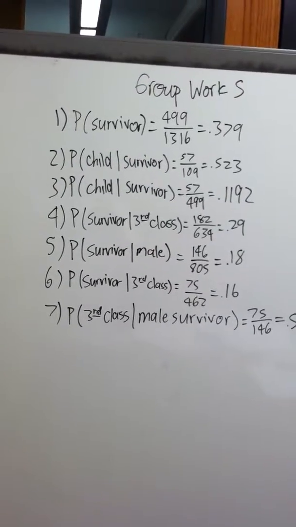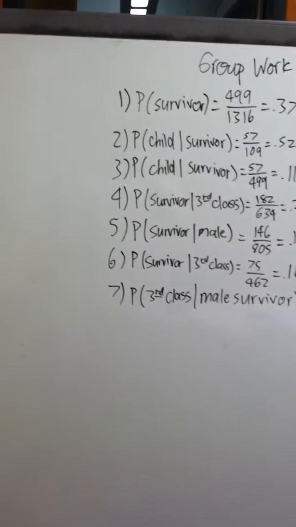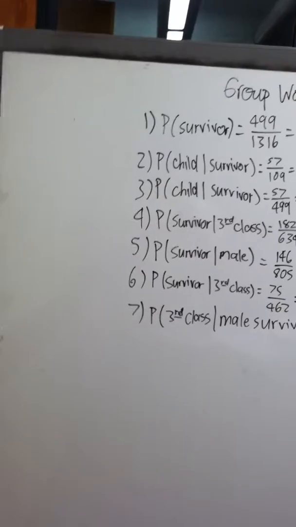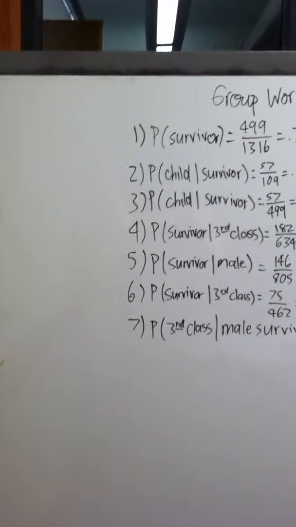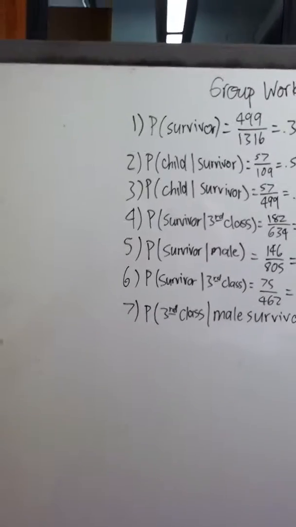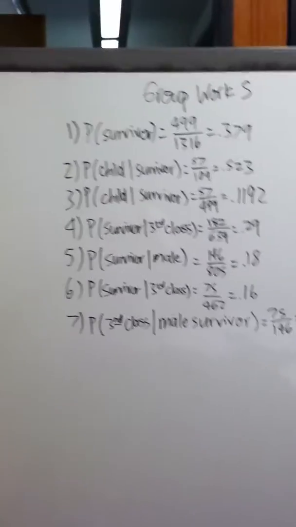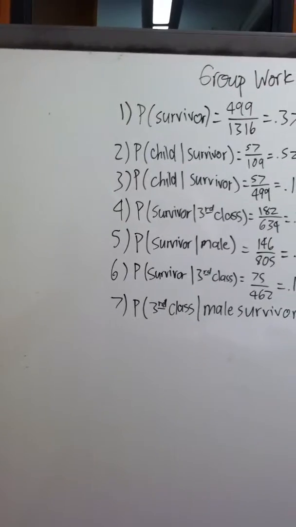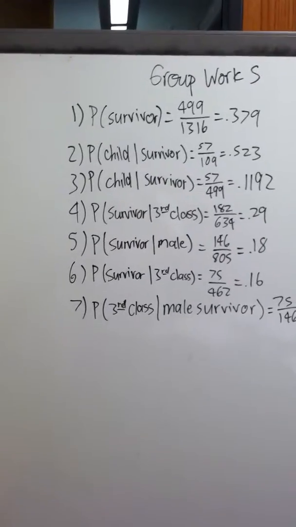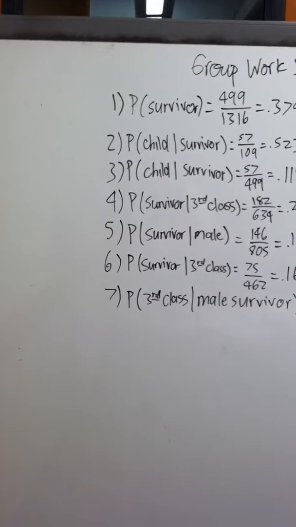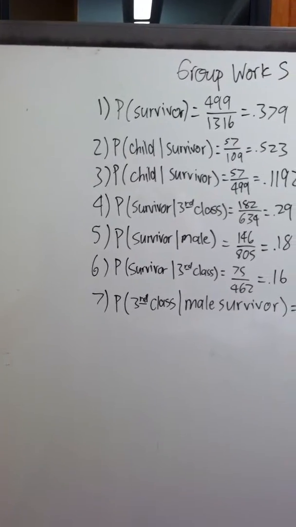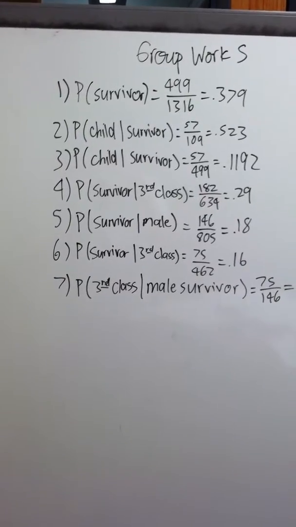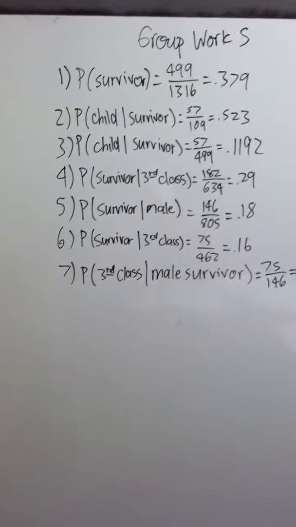Lastly, if we randomly select a surviving male passenger, what is the probability that they were in the third class? In this case, we would take the total number of men that survived the Titanic that were third-class passengers and divide that by the total number of men that actually survived the Titanic crash. In this case, it'd be 75 divided by 146, which gives us a probability of 0.51.